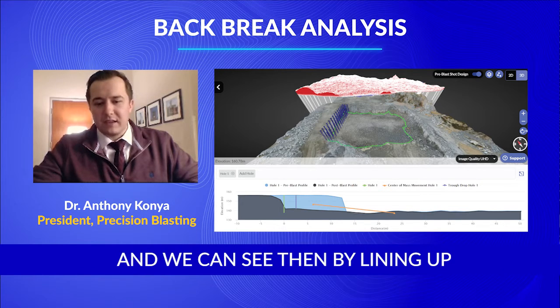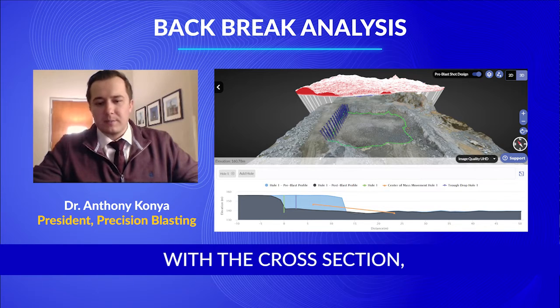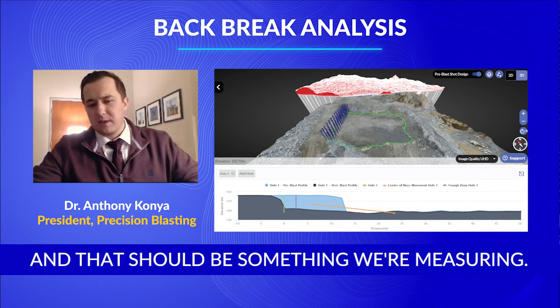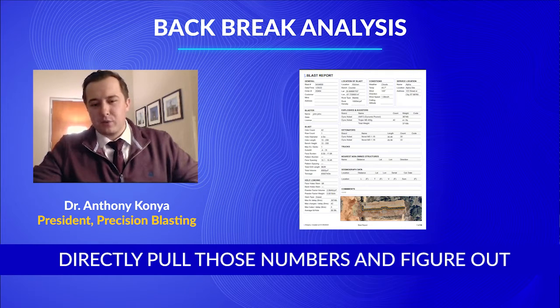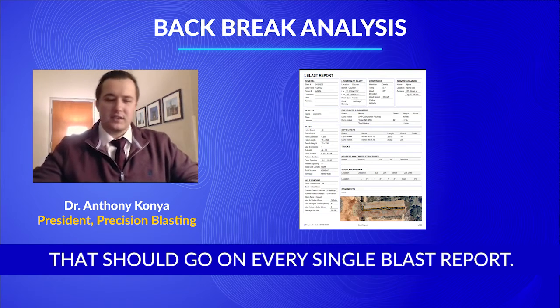And we can see then by lining up where our last set of holes was with the cross section, the potential extent of the backbreak from each shot. And that should be something we're measuring. We can directly pull those numbers and figure out what our total backbreak is. That should go on every single blast report.